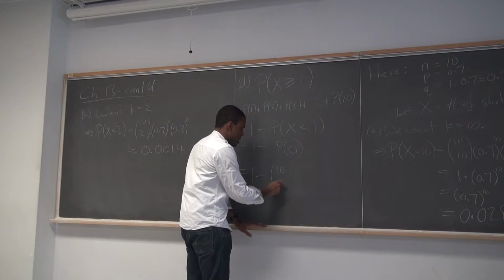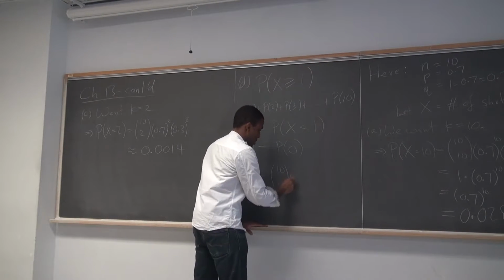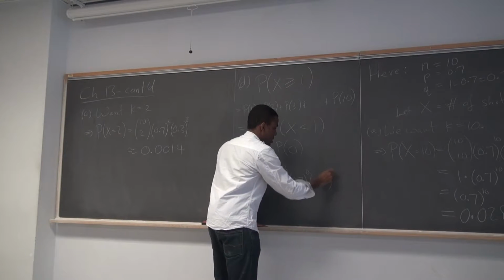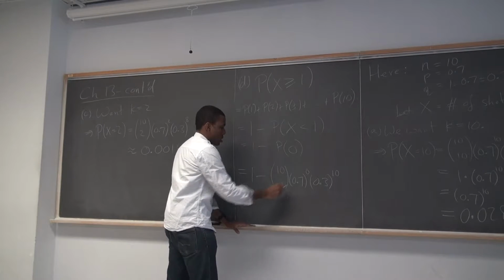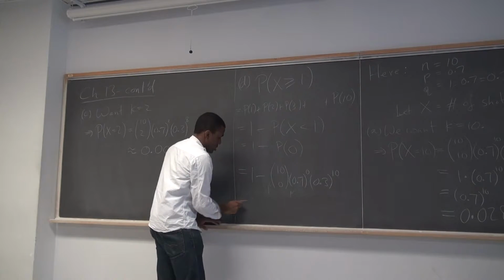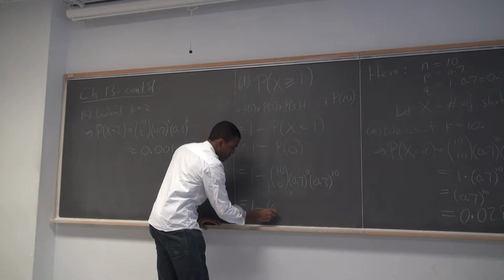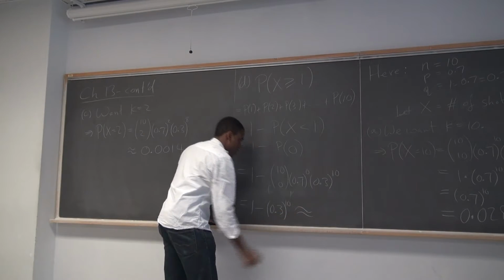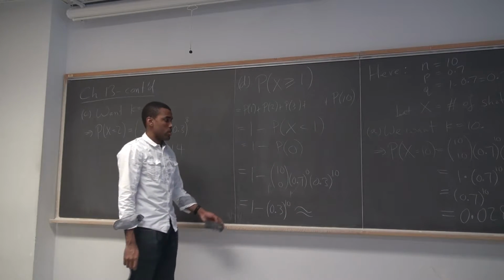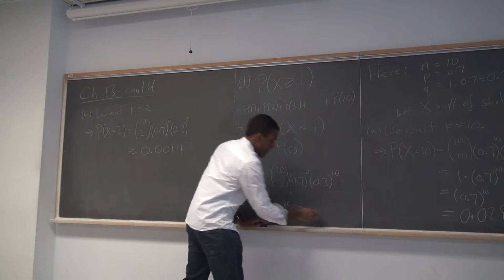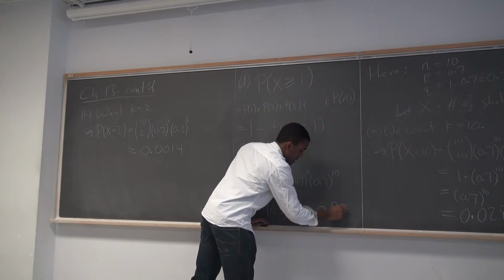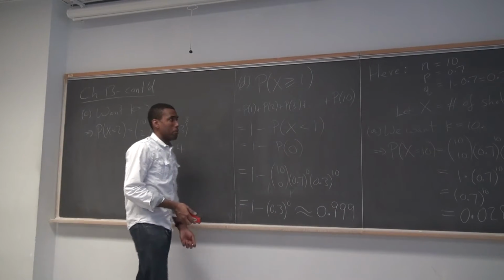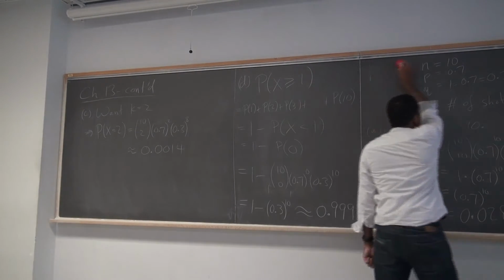This means he makes none. 0.7 to the 0, 0.3 to the 10. Turns out this is going to be 1. So it's just 1 minus 0.3 to the 10. And what's that roughly? 0.999. You could bet on that. You can definitely bet on that.